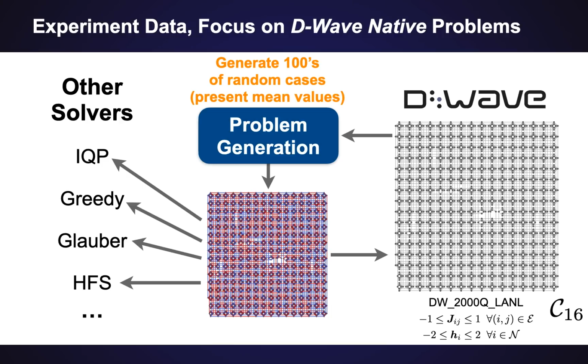These problem generation procedures are going to be stochastic or probabilistic. So what we'll do is generate 100 random cases and then present the mean value of all the algorithms across those cases to give kind of an average case performance trend.